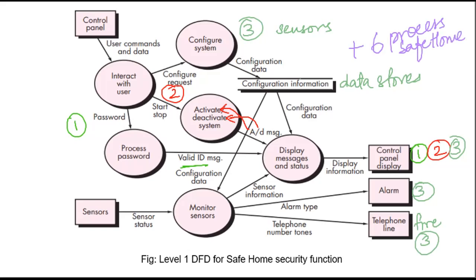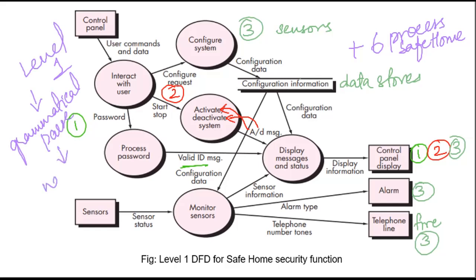Then the last one is sensors. For sensors, you have added the monitor sensors. Now this third task is in collaboration with the sensor. Now these are your sensor status. Sensor status is given at the monitor sensors, and then that message is displayed at any of the 3 external entities. So this is your level 1 DFD. This level 1 DFD is achieved by performing a grammatical parse upon the narrative of the safe home security, that is the meeting narrative.